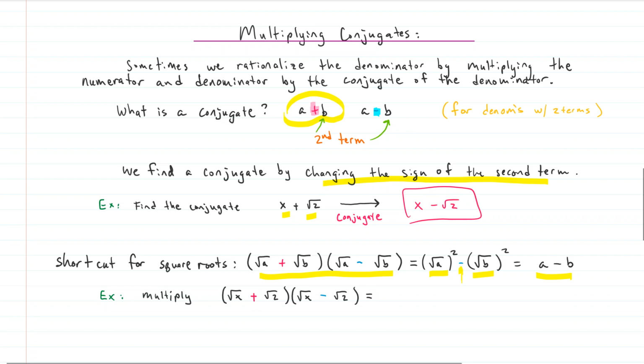We have root x plus root 2 in the first parenthesis. The second parenthesis is root x minus root 2. So we're multiplying root x plus root 2 by its conjugate, which is root x minus root 2. Let's just do the FOIL here and see what happens. When we're multiplying this out, we'll multiply the first term, right?